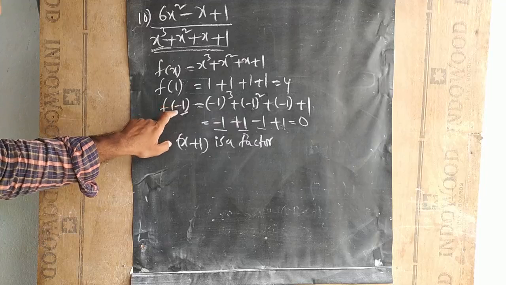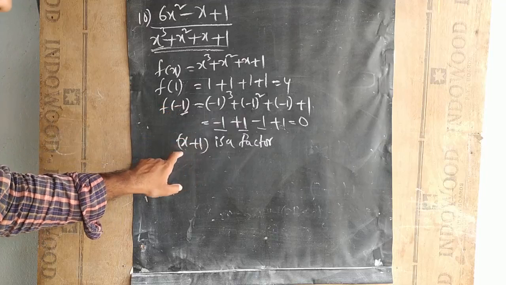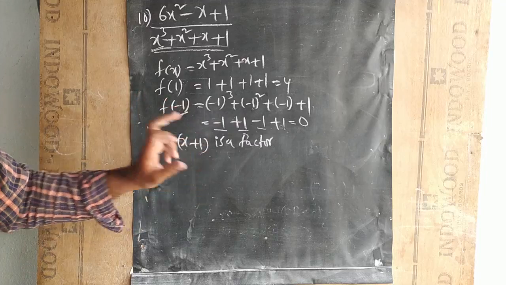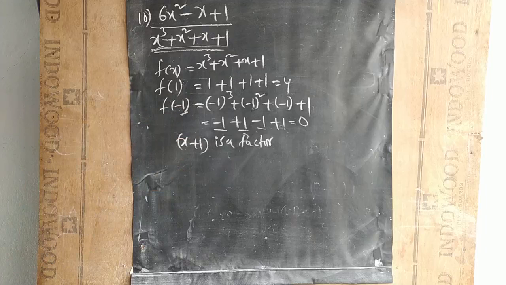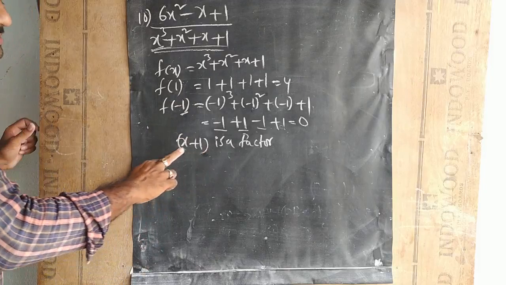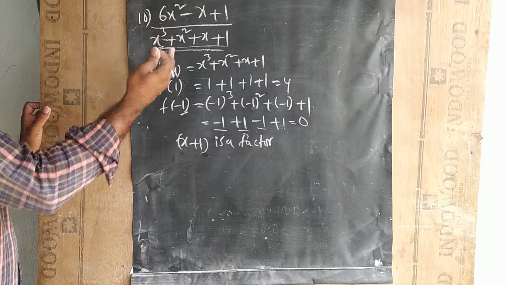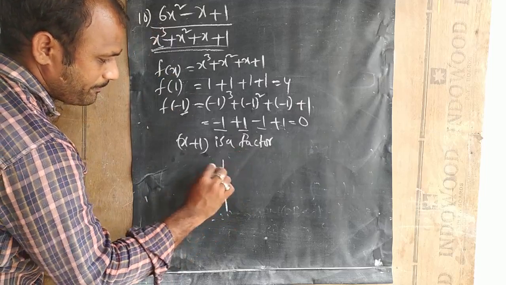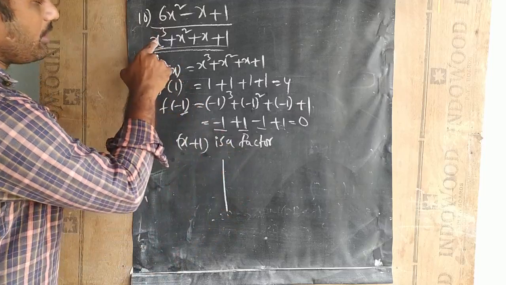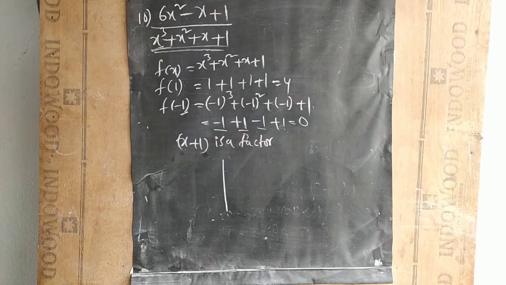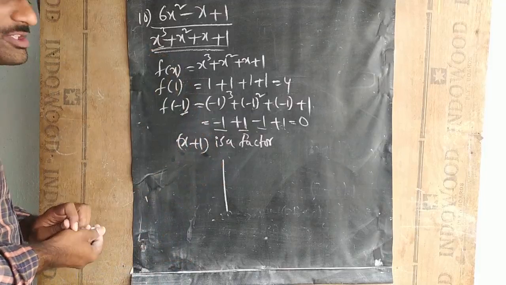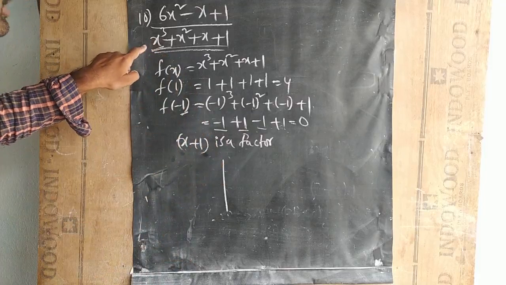If, suppose, for plus 1 I am getting 0, I will write it as x minus 1 is a factor. If I am getting it for minus 2, I will write it as x plus 2 is a factor. The opposite symbol I will use. Now, since I got it for this, for a cubic polynomial I have to use the synthetic division method. So let me write the coefficients first. The x cube coefficient is 1.